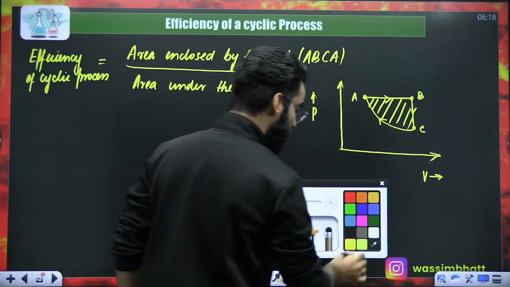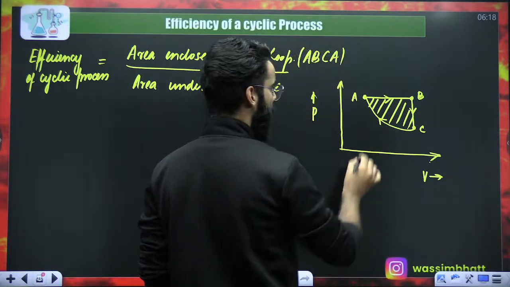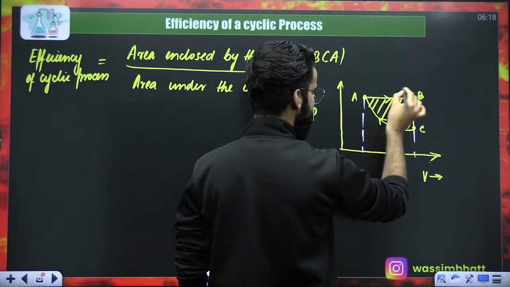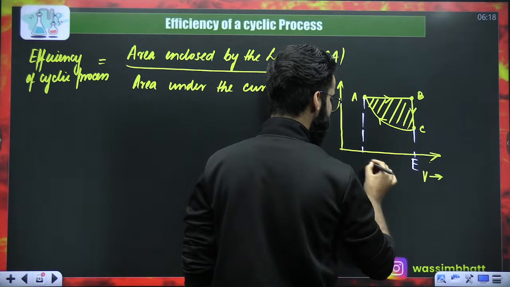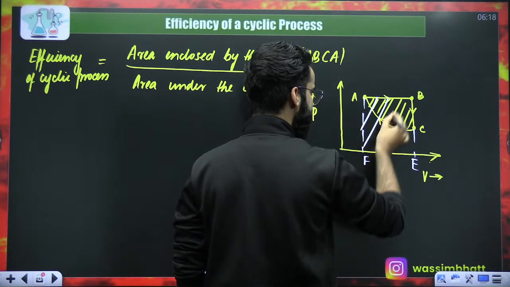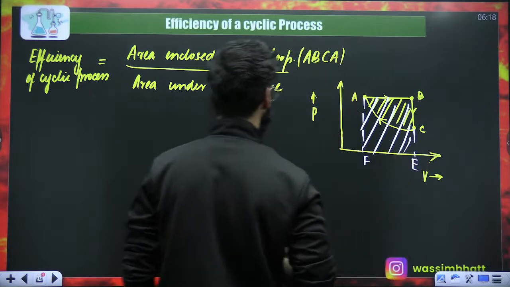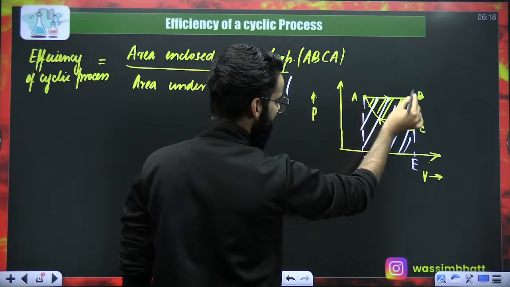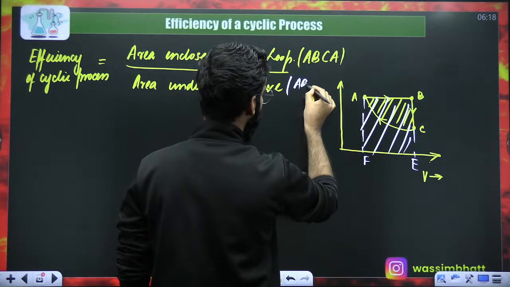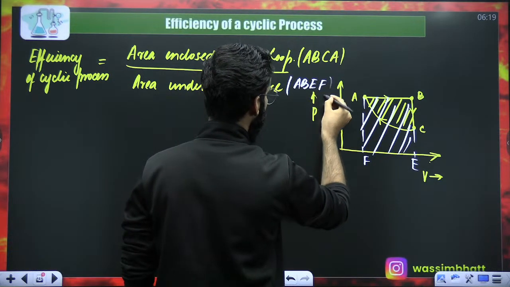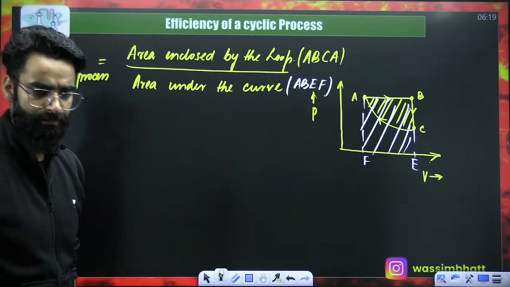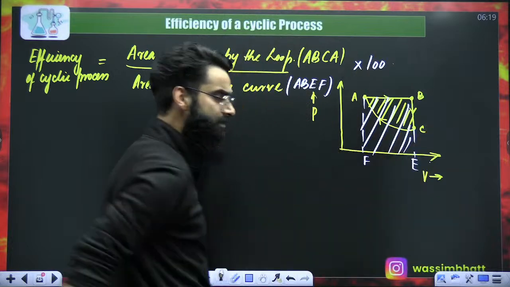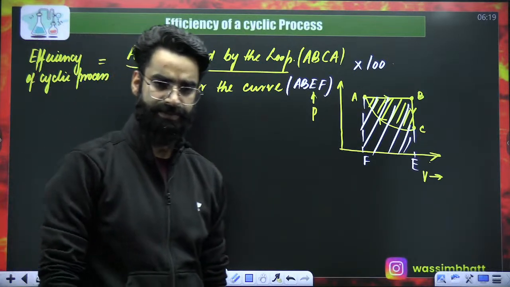Now, area under the loop, area under the curve, what that is? This is the total area under the curve. Let's say this is A, this is B, let's say this is E, let's say this is F. This whole area is the area under the curve basically, right? So, area under the curve will be basically the area ABEF. When you divide the two, you need to multiply this with 100 at the end. You'll be getting the efficiency of the cyclic process.